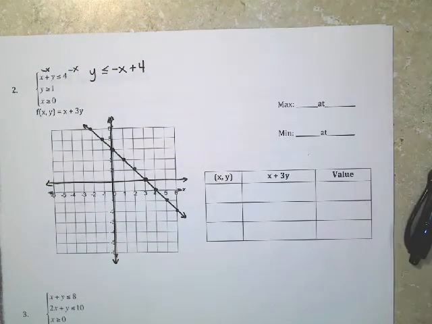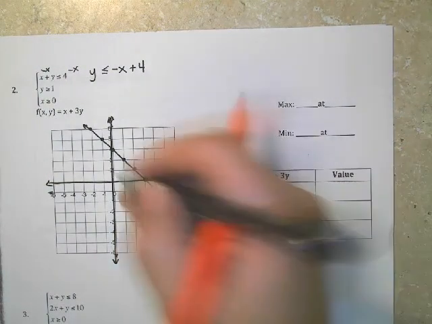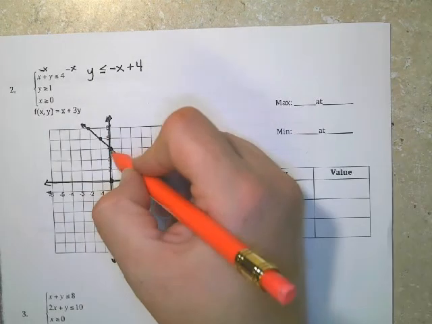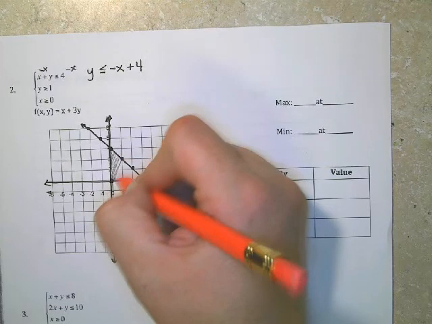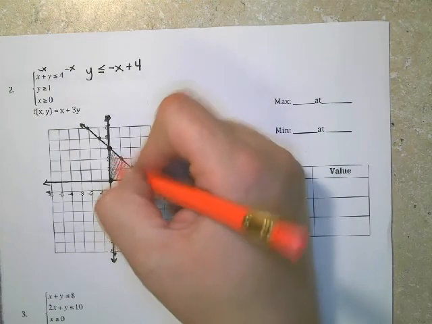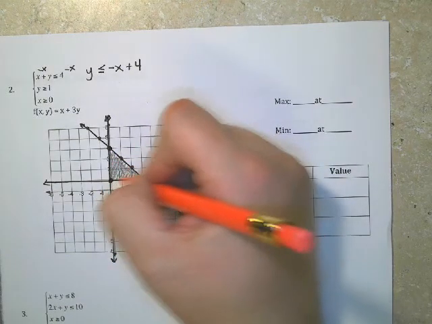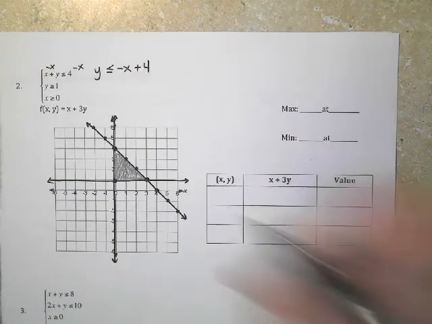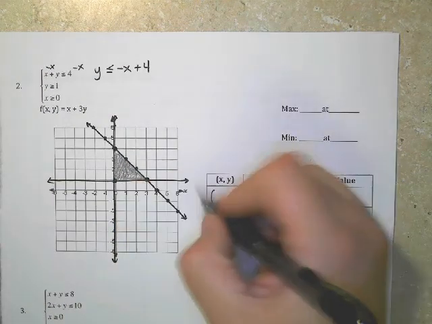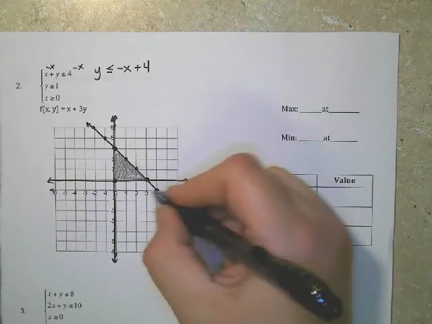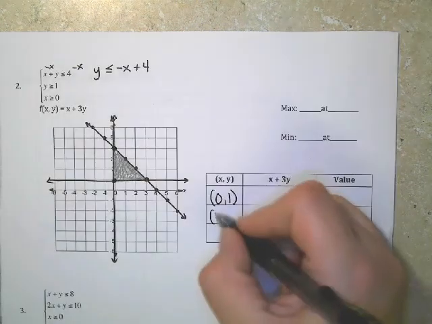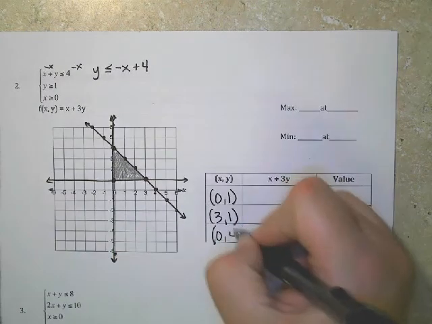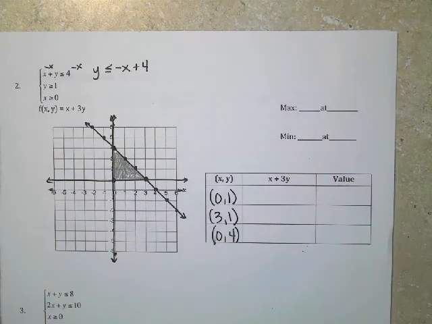Okay. And so there's a part where we're going to shade. It's where all of our pieces meet. I'm going to draw in those intersections a little darker. And so the only piece in that whole graph that touches all the lines is just that little triangle there. Okay. So my vertices in this case are (0, 1), (3, 1), and (0, 4).